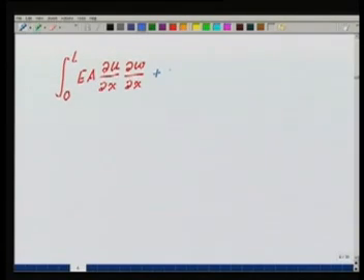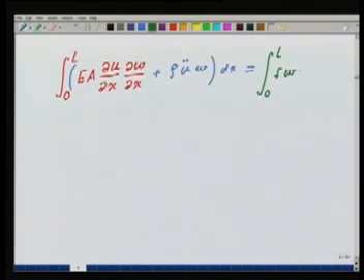plus rho u double dot w dx. This is equal to integral 0 to L f w dx plus pt w at L. So this is our instantaneous weak form that we get.